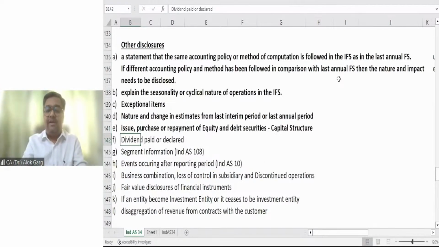Dividend paid or declared. If the company has paid the dividend or declared the dividend, it is required to be disclosed in the notes to accounts. Segment information as per Ind AS 108. Segment reporting is required to be done in the notes to accounts.